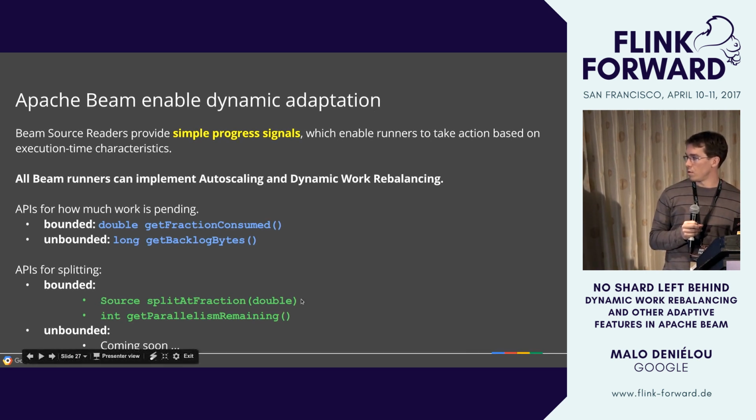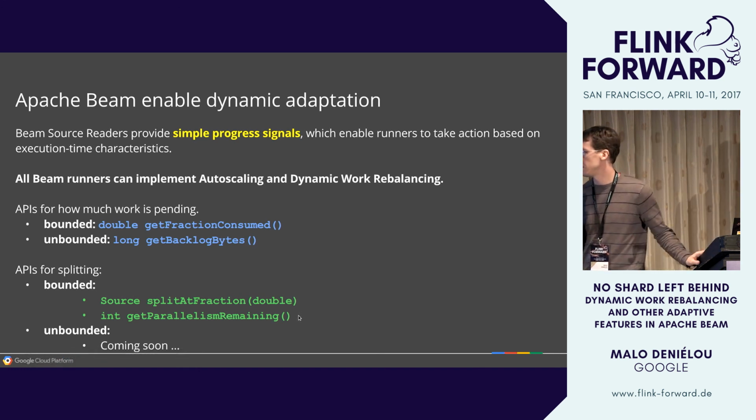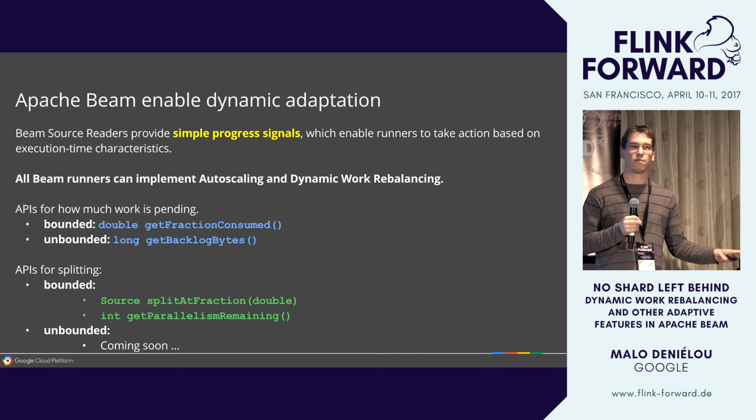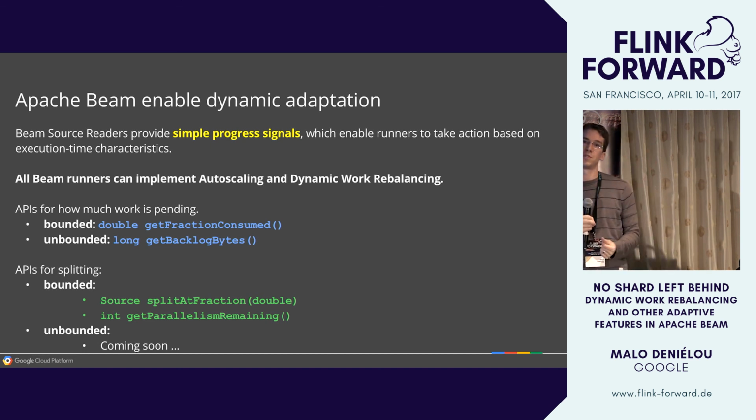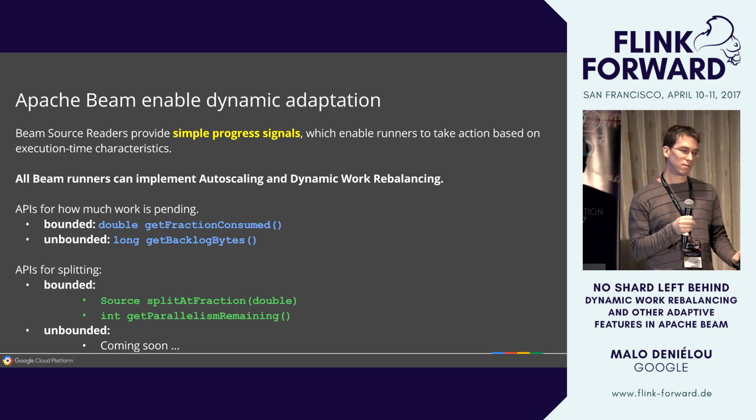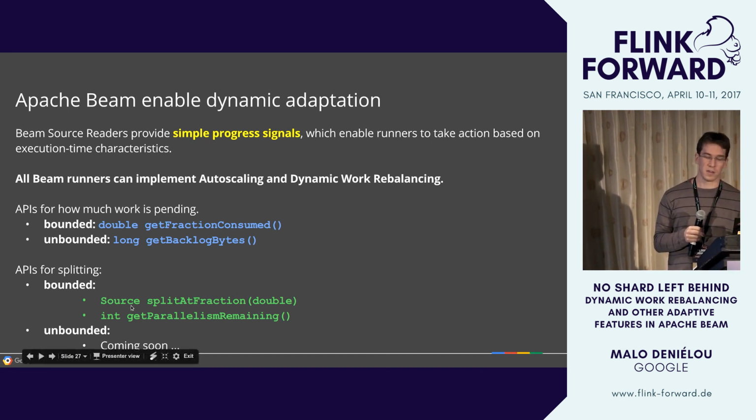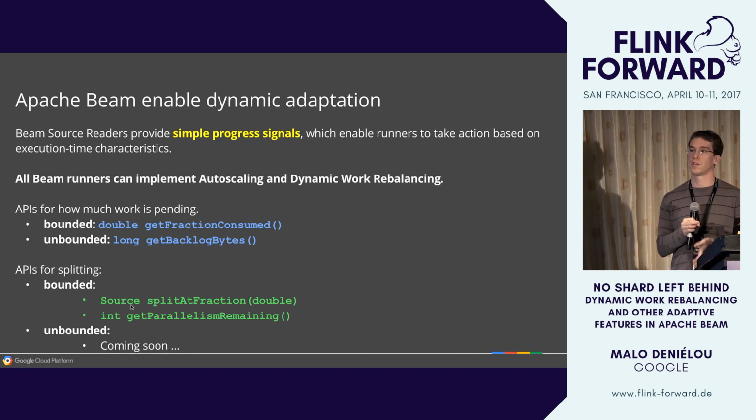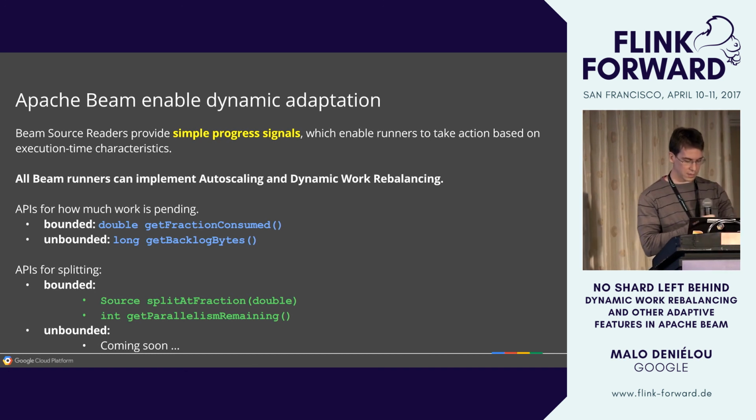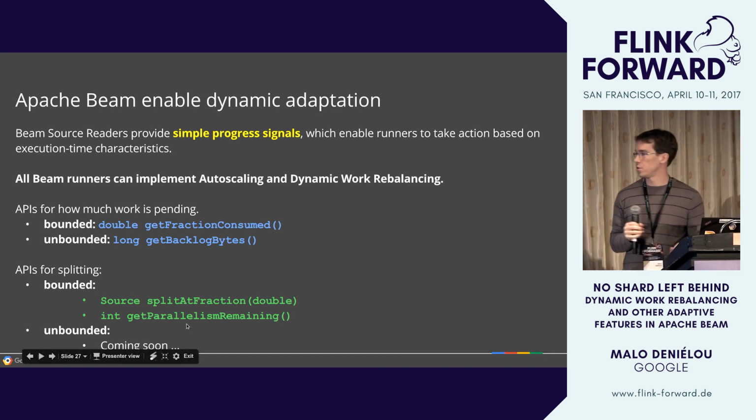So when you implement your sources, you should implement those two methods. One is split at fraction. So if the runner says to a given task, I want you to split at 80%, then the task should be able to do it and give back here the remaining source. So the things that this worker is not going to do. And the second thing is get parallelism remaining.